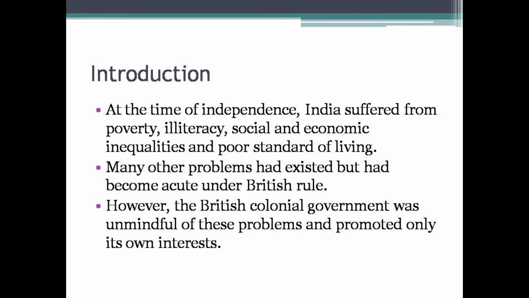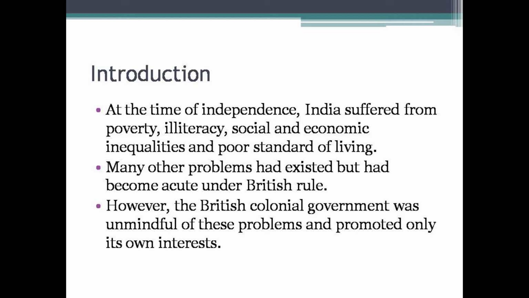Let me brief you about the introduction. At the time of independence, India suffered from poverty, illiteracy, social and economic inequalities, and poor standard of living. Many social and economic evils prevailed such as caste discrimination, child marriage, child labor, ill treatment of women, dowry system and exploitation of the poor and the weaker sections by the rich and powerful.